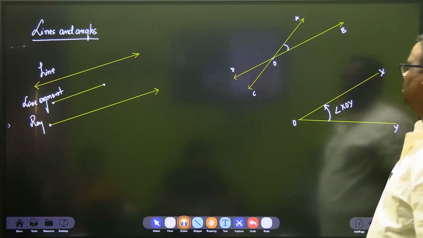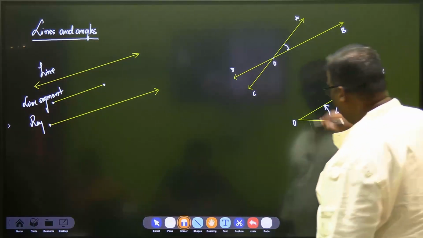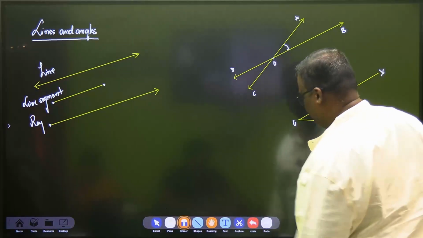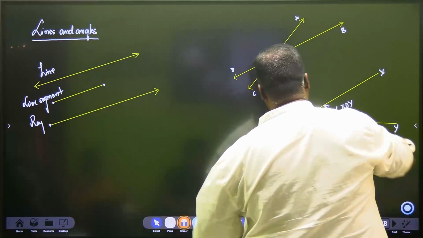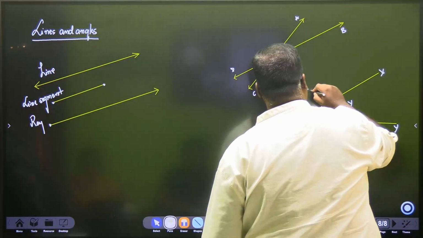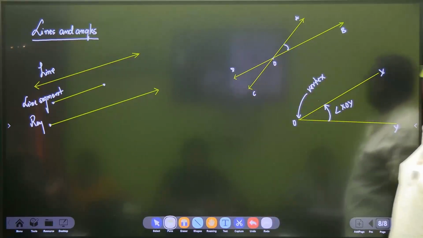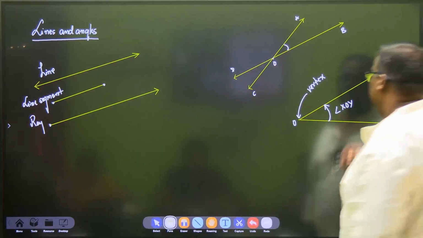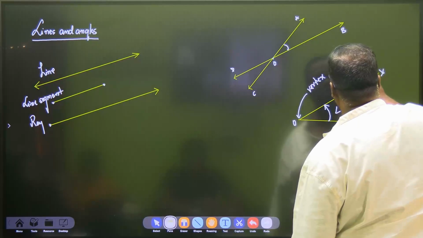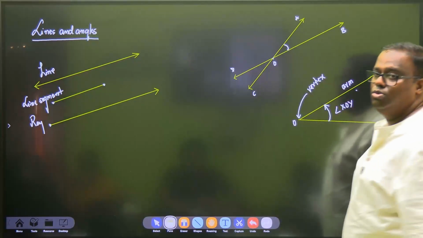Okay, fine, good. Now, this point O will be known as the vertex. And the plural of vertex is known as vertices, right? These are known as my arms. Arm, or maybe also known as side.